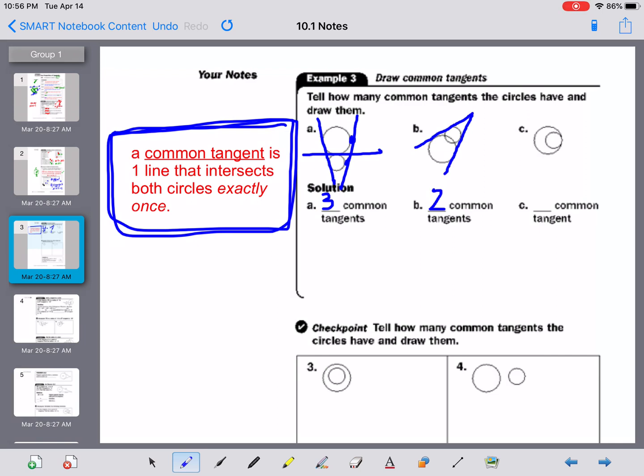For C, my next scenario has a circle inside a circle, but they're touching. I can get 1 common tangent line. That didn't even come close to hitting. Let's see if I can try that one again. 1 common tangent line right there. It touches each one of them once, so I get 1 common tangent line.